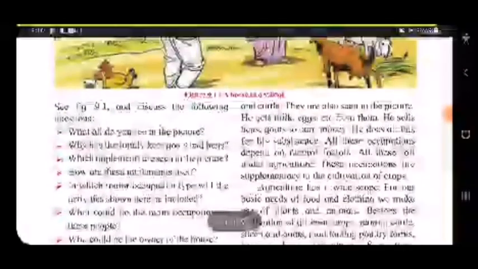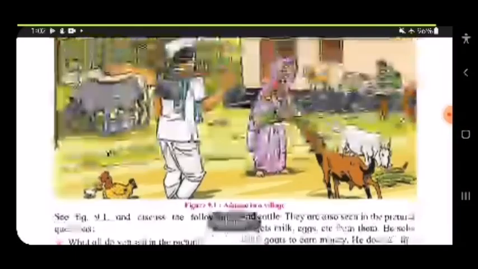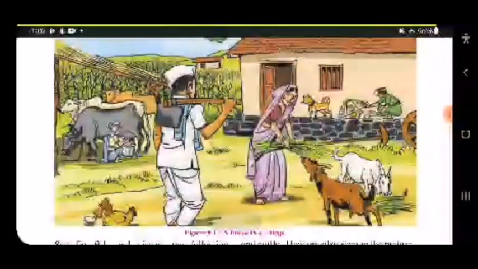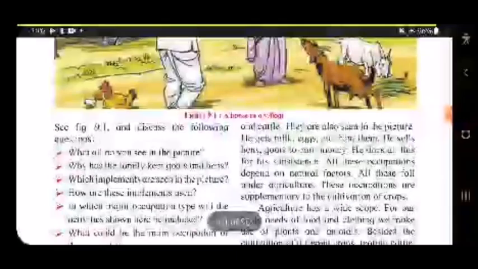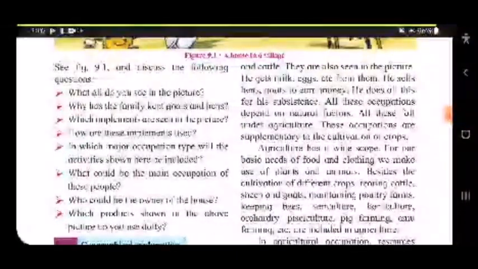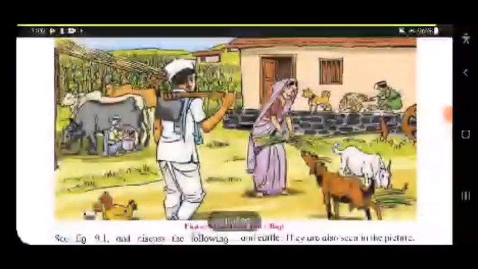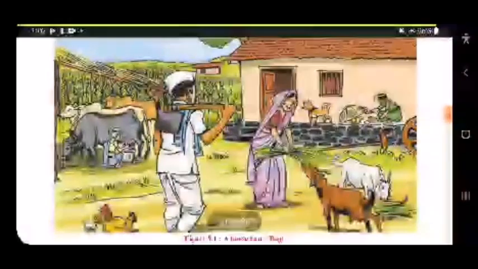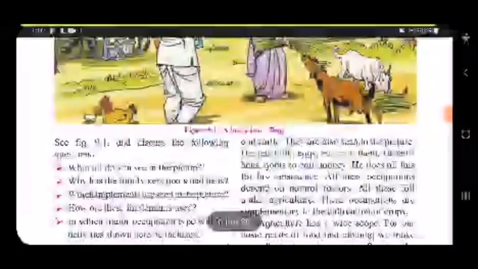The next question says, in which major occupation type will the activity shown here be included? What are all these people doing when they are engaged in all these activities? Which kind of occupation is it? It is agriculture. Next question. What could be the main occupation of these people? The answer will be the same as the previous question, that is agriculture. Now, who could be the owner in this house? The owner in this house will be a person who is the head of the family. That will be the farmer, who looks after the farm.